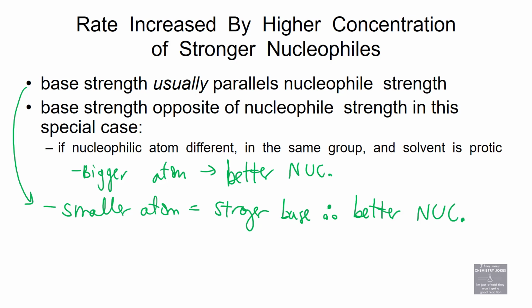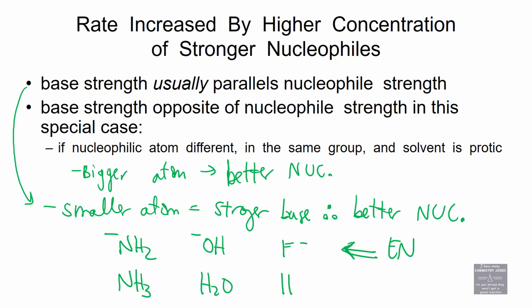So why is it different in this context? Give me a moment. If I compare things like NH2 minus to OH minus to F minus, the deal with those three examples is they are next door neighbors on the periodic table. So remember, when we talked about acid and base trends, it was not about radius, it was about electronegativity. So we're really saying, let's compare this acid to that acid.